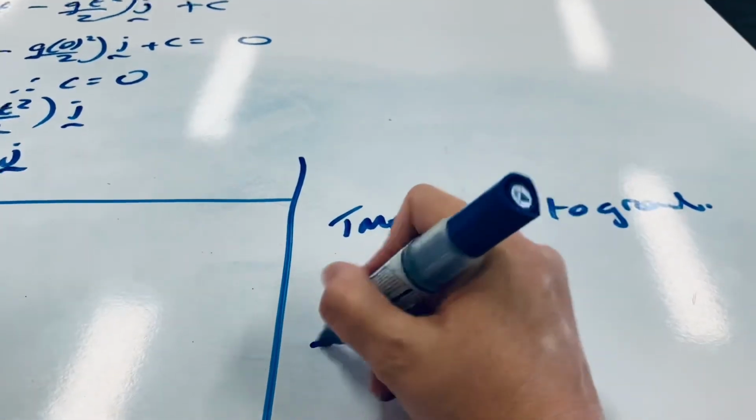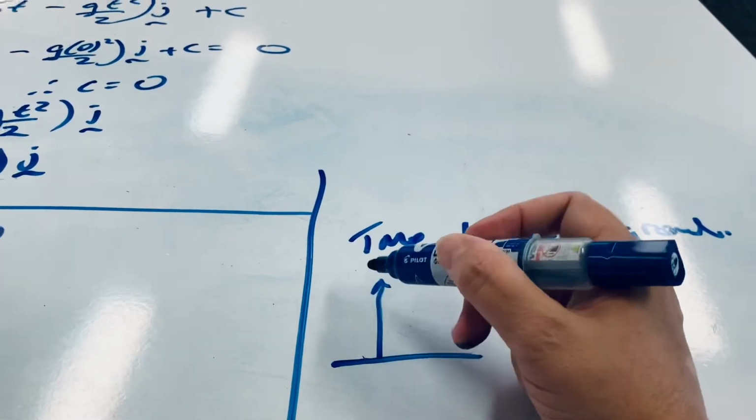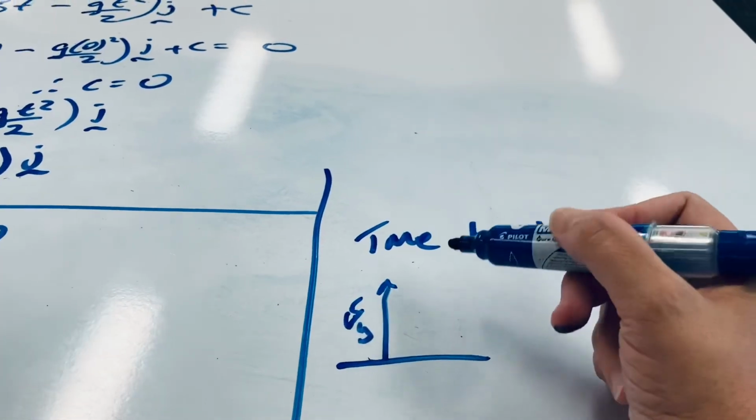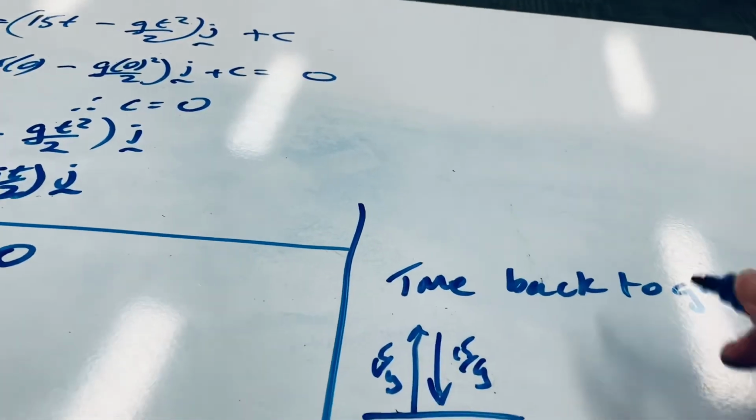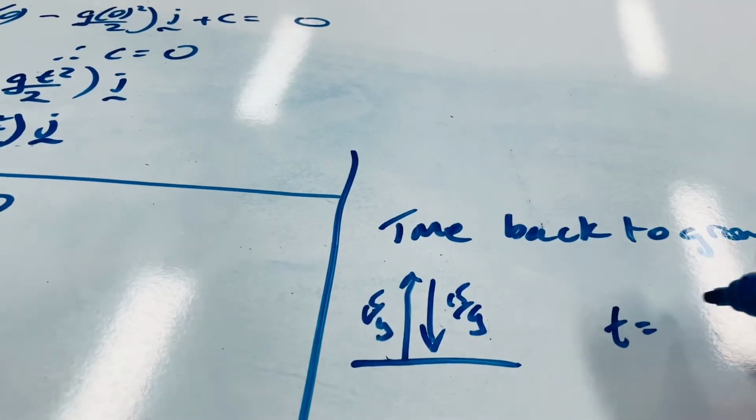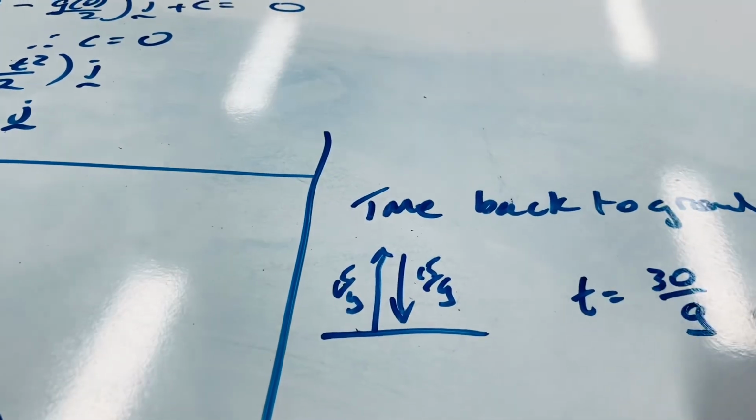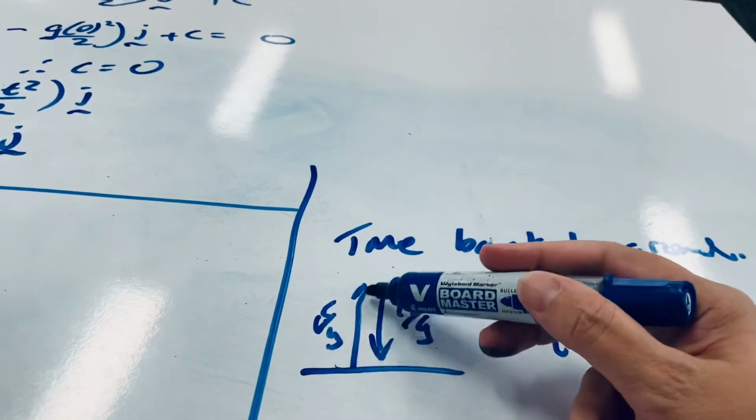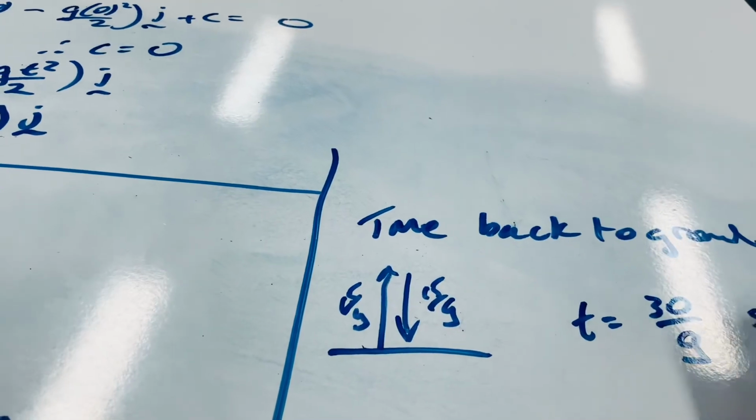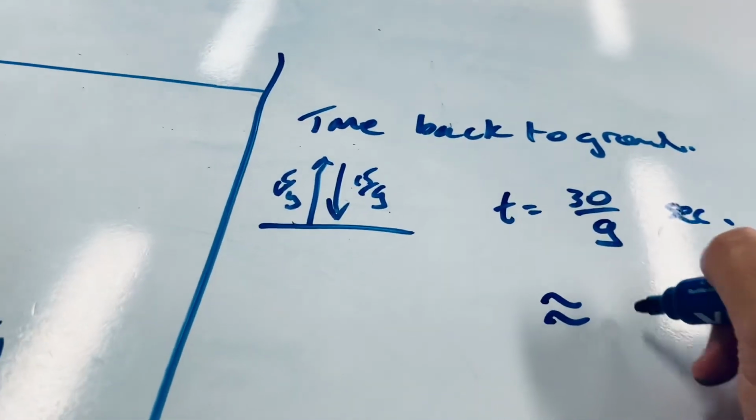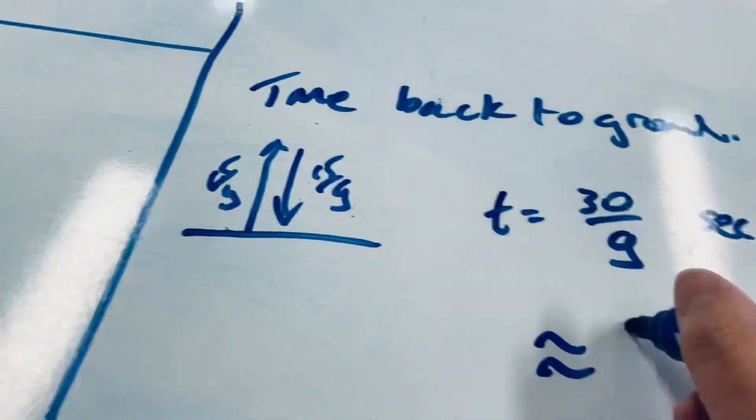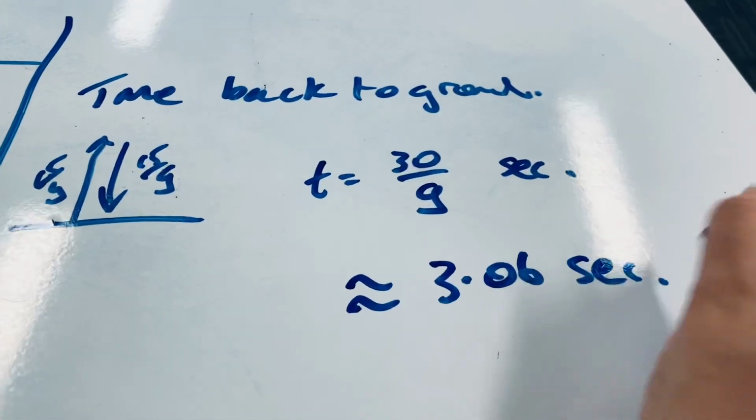The other thing was time to get back to the ground. Now, if you've thrown a ball up and it's taken 15 on g seconds to reach the maximum, it's actually going to be the same coming down. So to hit the ground, it will be at time 30 on g, because it had to go up and then back down. And that was time. Now, I believe that's approximately 3.06 seconds.